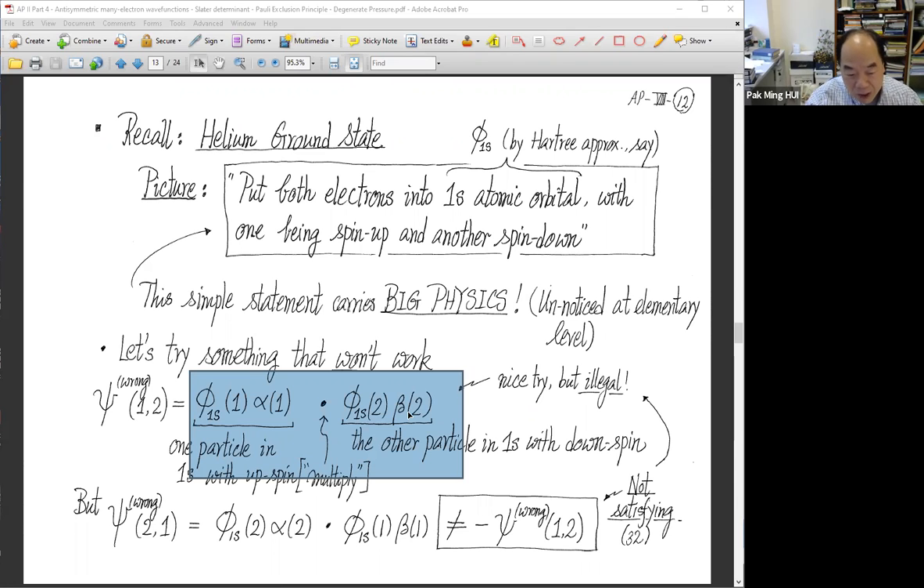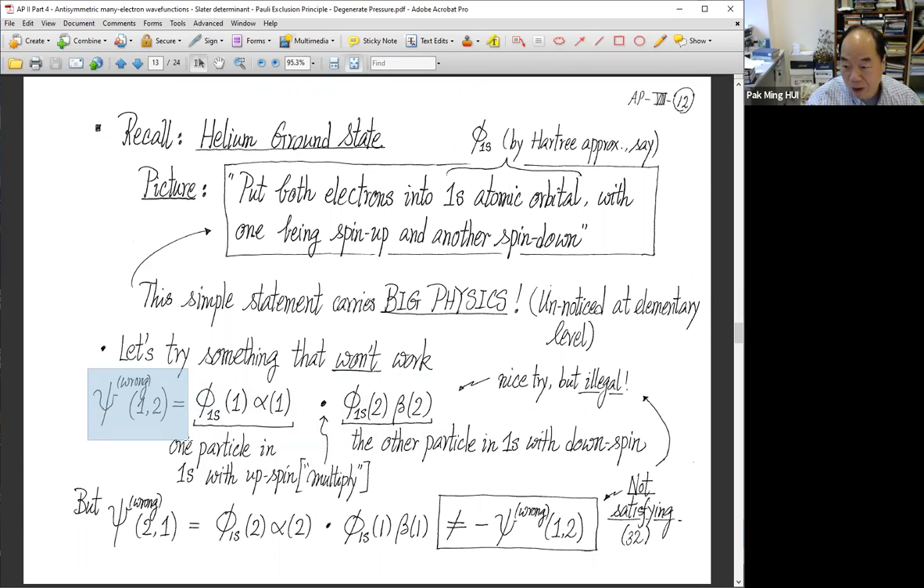But last time we already illustrated the problem with this simple two-electron wave function. It is wrong because if we interchange 1 and 2, that is the exchange symmetry we are talking about, or the antisymmetry requirement that we are talking about. If we interchange 1 and 2, we just write 1 into 2, 2 into 1, we get this one.